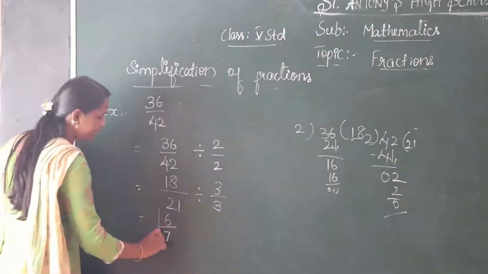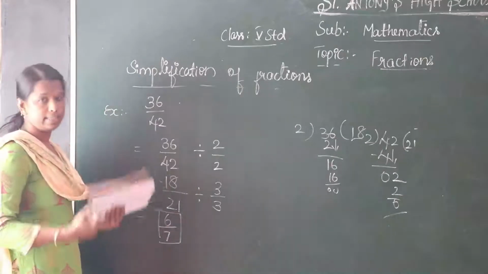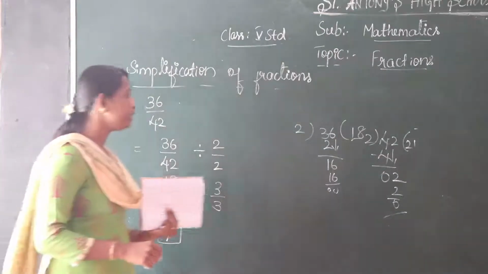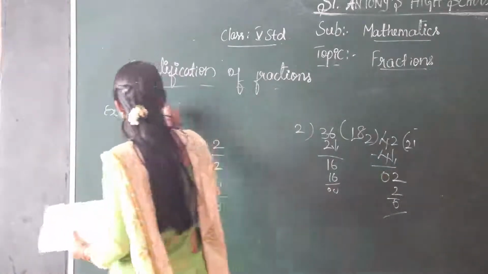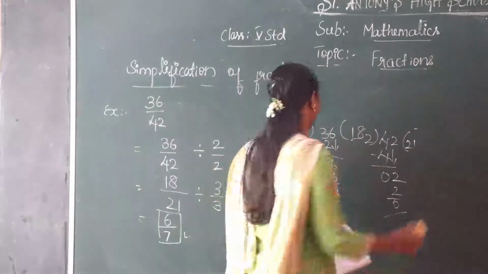Here 6 is an even number and 7 is an odd number. So we cannot divide by a single digit. Okay. So this is the final answer. That is, 6 by 7 is the lowest form of 36 by 42. Okay, clear? The next sum.